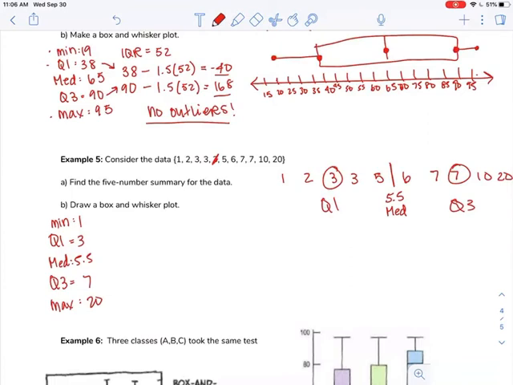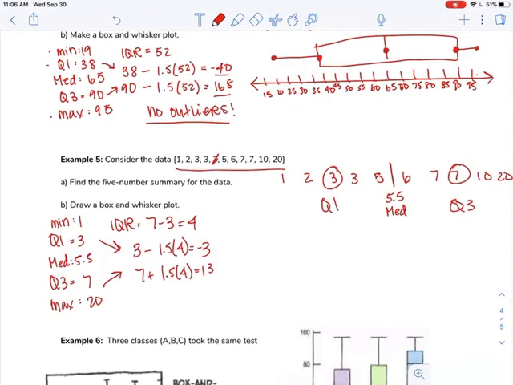So let's find out if there are any outliers. I take my IQR: 7 minus 3 gets me 4. Now I'm going to add 1.5 times 4 to quartile 3 and subtract 1.5 times 4 from quartile 1, to see if there are any outliers. 3 minus 1.5 times 4 gets me -3. 7 plus 1.5 times 4 gets me 13. That means any number below -3 or above 13 in my data set is an outlier.